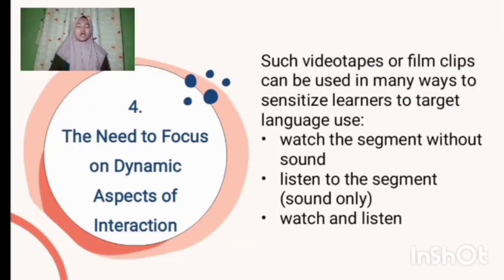And the next is the need to focus on dynamic aspects of interaction. A language course with communicative competence should help students practice the dynamic nature of interaction in their target language. The rhythm, the intonation, the body and eye movement, and other aspects of face-to-face communication must be practiced in pairs and small groups. Teachers and learners need to have access to video tapes or film clips.